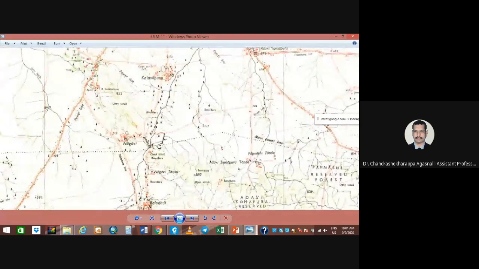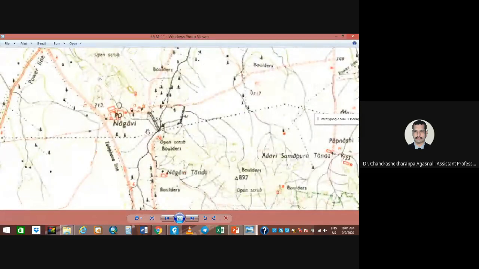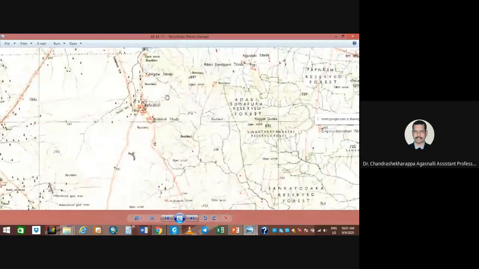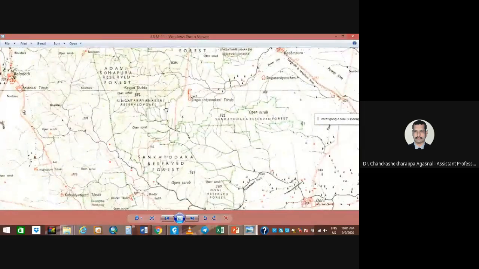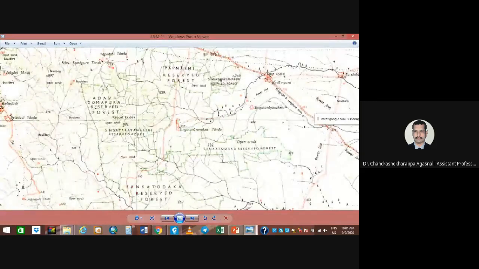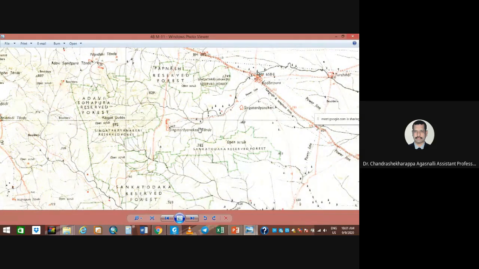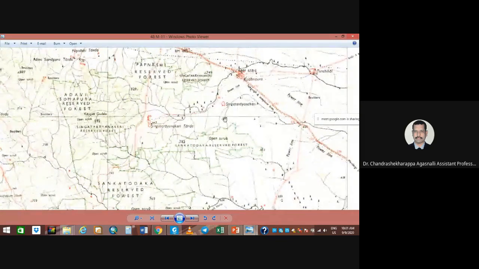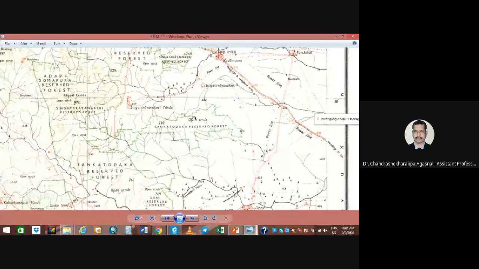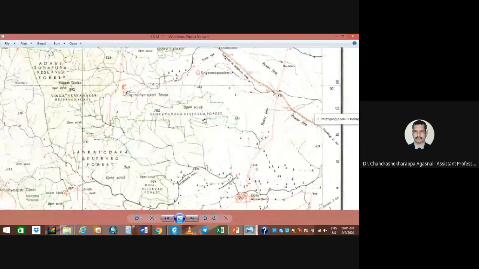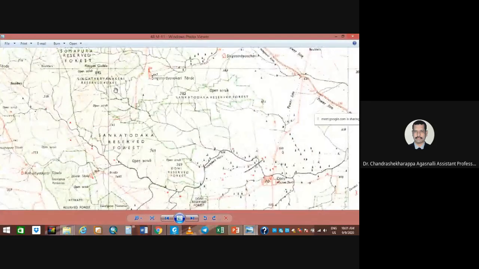This is another one. There are many places. Think about Tangri. And here, see here, reserved forest. RF means reserved forest. These green boundaries are what is called a reserved forest. And there are some local places, open scrub land. Nothing is there, it's just open scrub land. And these are all the streams.